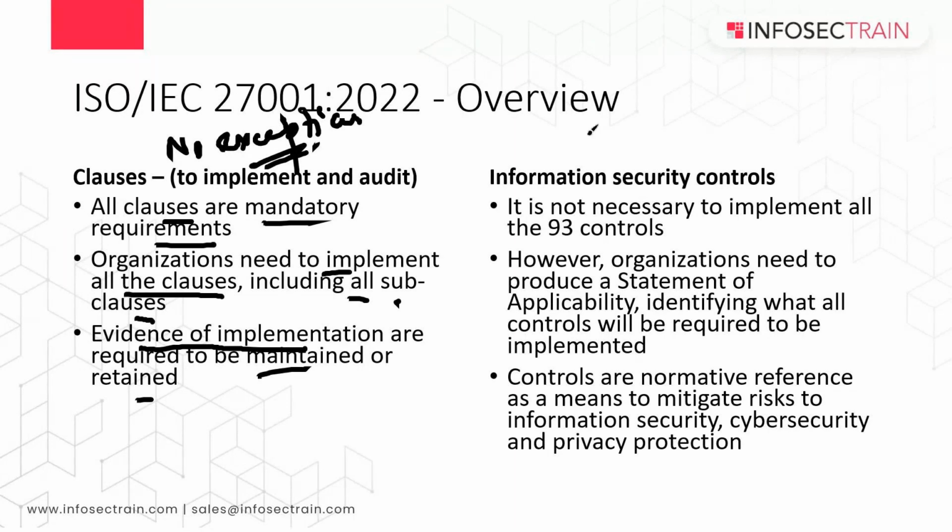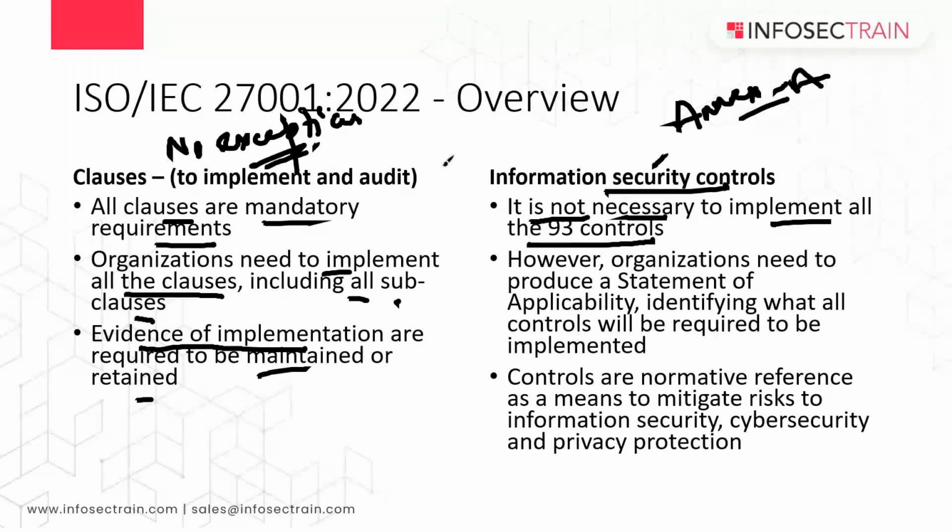And for the information security controls given in Annex A, the 93 controls, it is not necessary to implement all the 93 controls. Some organizations may implement only 81 out of 93. Another organization may implement only 90 out of 93 or 76 out of 93.